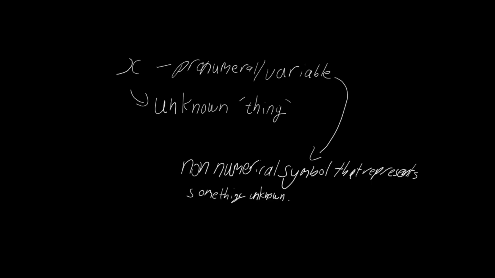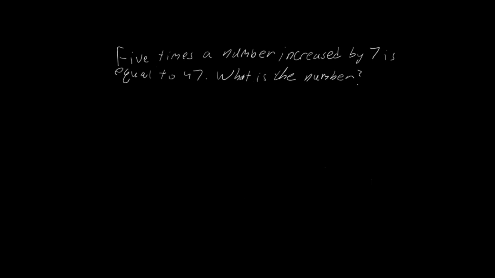So let's take this into action. I'm going to show you an example. 5 times a number increased by 7 is equal to 47. So what is that number? Here, if you look at the question carefully, this number is our unknown thing, an unknown quantity, right? We can represent this as a pronumeral. Let this number equal x, pronumeral, an unknown thing, unknown quantity value.